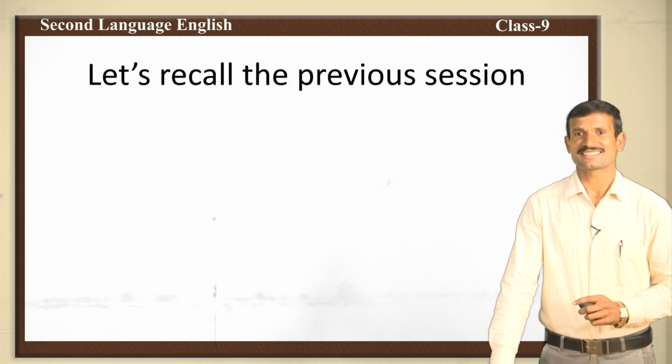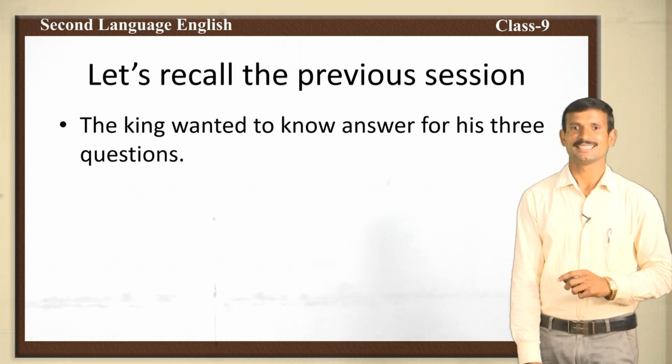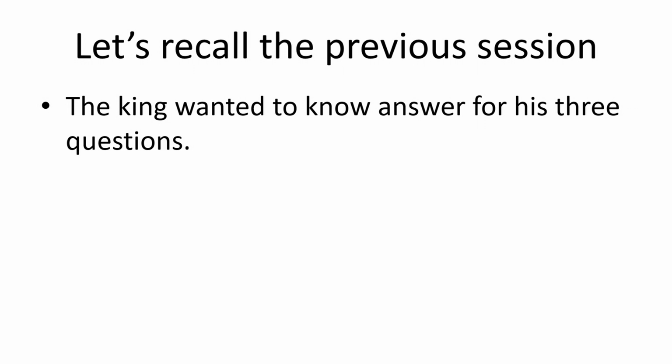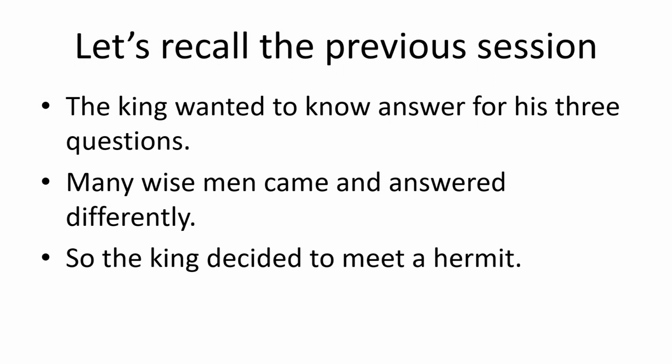Now, let us recall the previous session. What are the points we have discussed? The king wanted to know the answer to his 3 questions. What are the questions? What is the right time to begin something? Who should a king listen to? What is the most important thing for a king to do? These are the 3 questions. Then many wise men came and answered differently. So the king was not satisfied. He decided to meet a hermit.